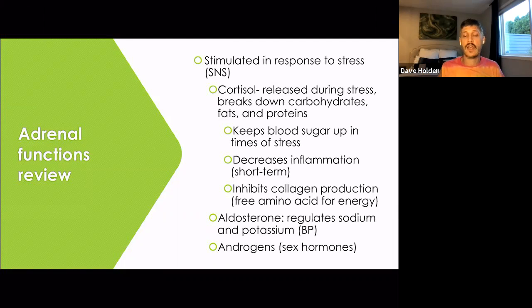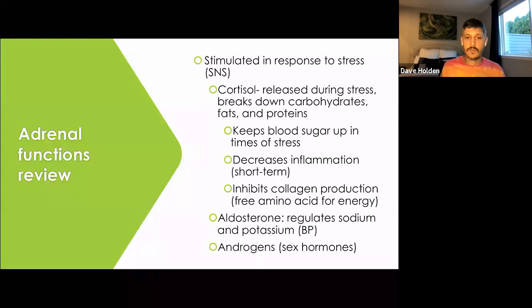Cortisol is released during stress. It helps break down carbohydrates, fats, and proteins. It keeps your blood sugar up in times of stress. It decreases inflammation in the short term, but we remember in the long term, it promotes inflammation. And it inhibits collagen production. The logic behind this is we free amino acids for energy. So we can start using those amino acids for protein for energy.